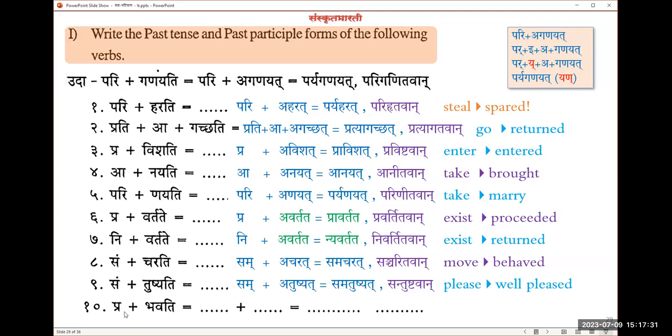Yes. Number 10, sir. Pra plus bhavati. Prabhavati. Easy. Prabhavati. Plus abhavat. Correct. Prabhavat. Very good, sir. Mahodaya is so sharp at his age. Fantastic. Prabhavat.